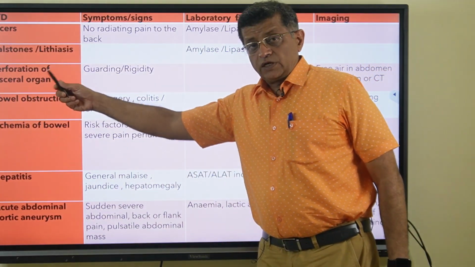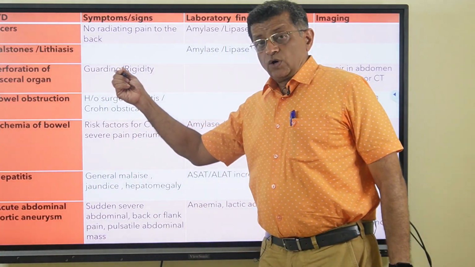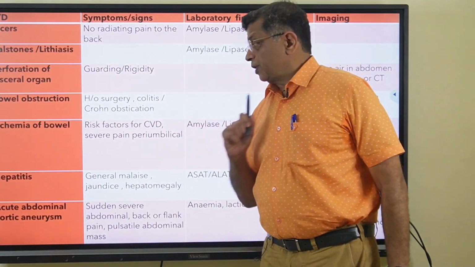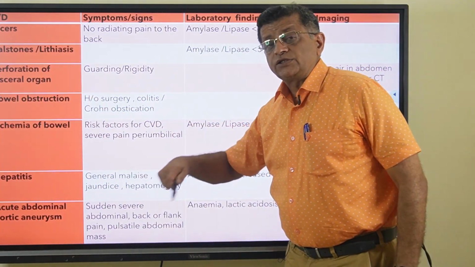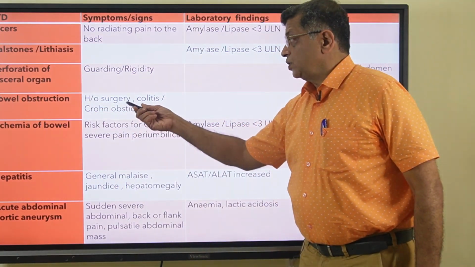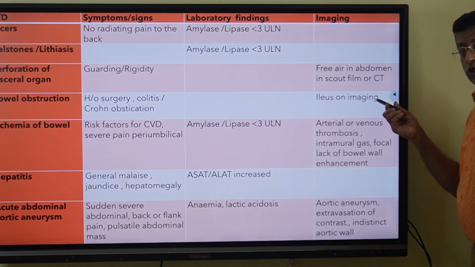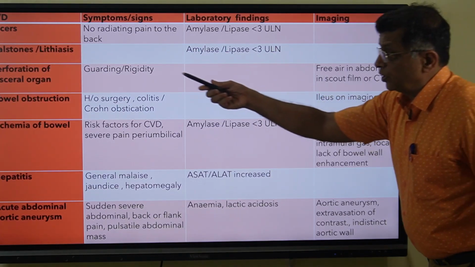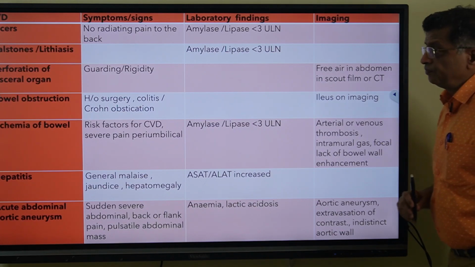If perforation is there, peptic perforation can present as severe epigastric pain. There will be guarding or rigidity, which is not usually seen in acute pancreatitis. If there is bowel obstruction, there could be some antecedent cause like history of surgery, colitis or Crohn's disease, and you can see ileus on imaging. I forgot this point. In perforation, you can see free air in the abdomen in scout film or in CT.